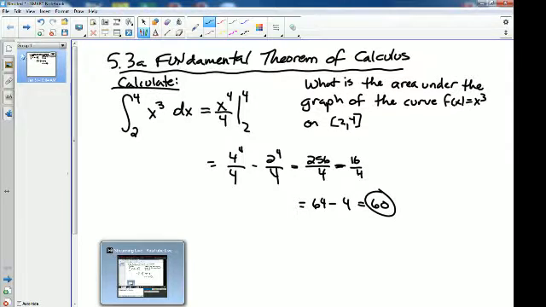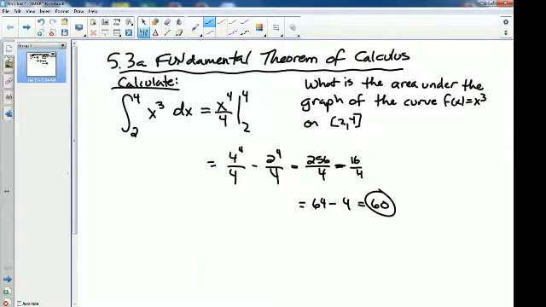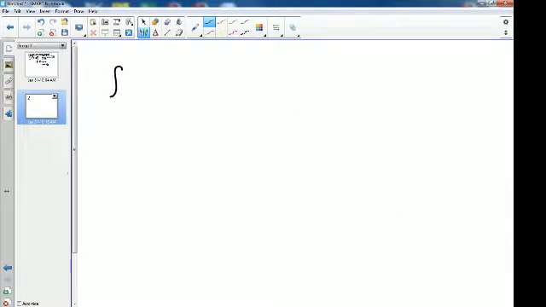Okay, let's try another one. Math trig. So we have the integral from negative pi over 4 to pi over 4 of secant squared x.